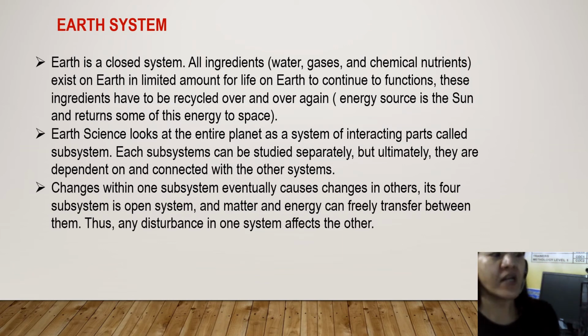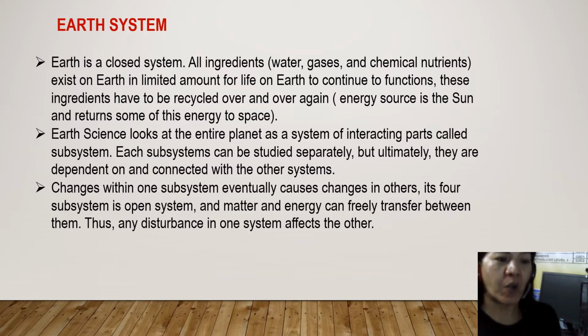So, each of the four subsystems is an open system. It is only the Earth that is a closed system. But with regard to the four subsystems, they are open systems. Why? Because they are dependent on and connected with the other systems. So, these subsystems are open systems, and matter and energy can freely transfer between them.